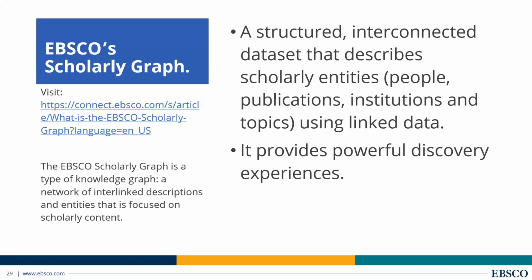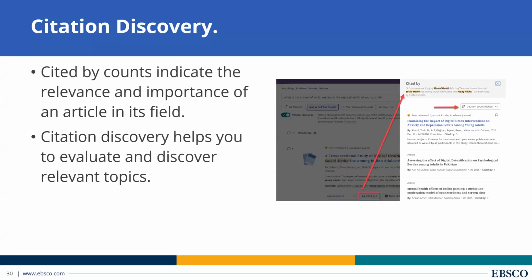So there are 3 parts to this. The first one is citation discovery, and you might have noticed this in my search results before. We have a cited by count indicator. Cited by count shows other articles that have cited your source article. So it can help to indicate the relevance and the importance of an article in its field. And the citation discovery also helps you evaluate and discover other relevant topics and pieces of research.